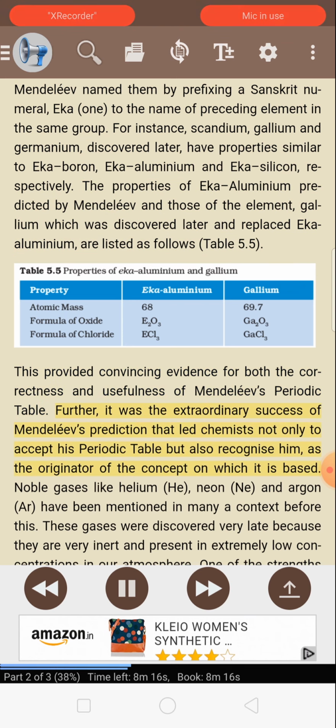There is an anomaly when it comes to the position of hydrogen because it can be placed either in group 1 or group 17 in the first period. Can you say why? Activity 5.5.